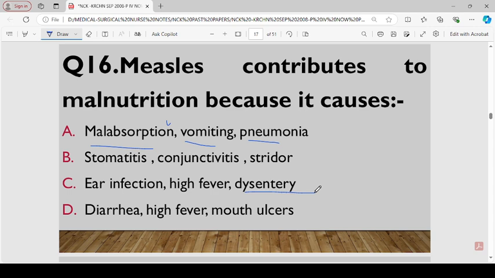So, ladies and gents, what majorly contributes to how measles contributes to malnutrition is because they cause diarrhea, which does not allow enough time for nutrient absorption. We have high fever, so the metabolic rate is going to really increase, so the nutrients will not be sufficient to sustain that. Mouth ulcers will also interfere with the processing of the food as you eat. So option D is the best option for us here.